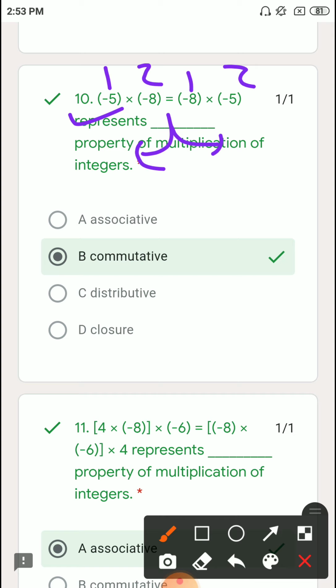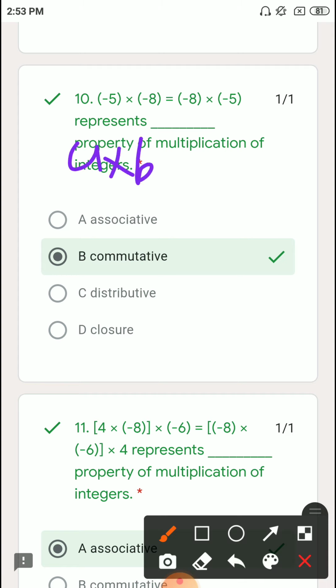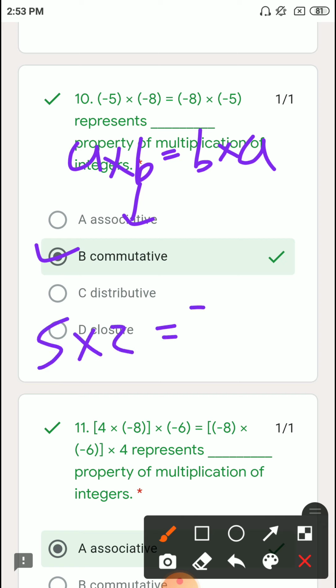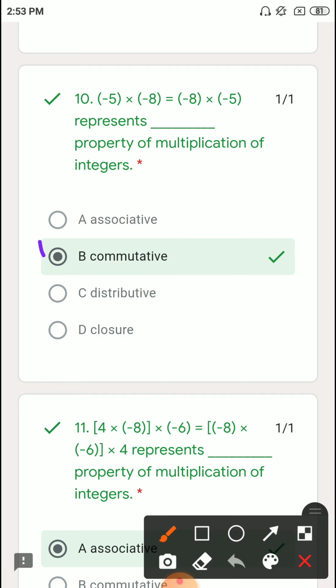Okay, if we change the order, that means a multiply b is equal to b multiply a. This is the commutative property. That's why our answer is commutative, right? Because in multiplication, 5 twos are 10 and 2 fives are also 10, both are the same, so we can change the order. So this is the commutative property. Okay, so here our answer is option B, commutative property.